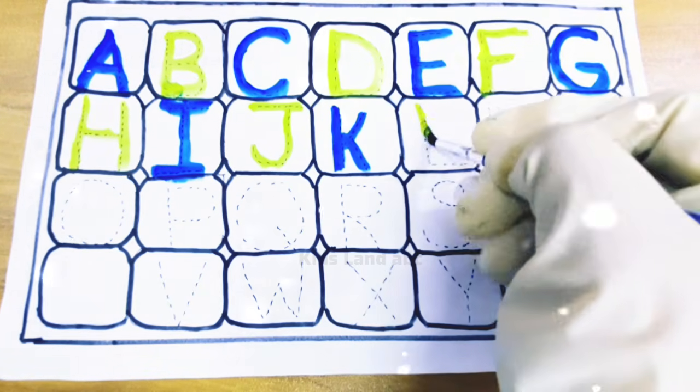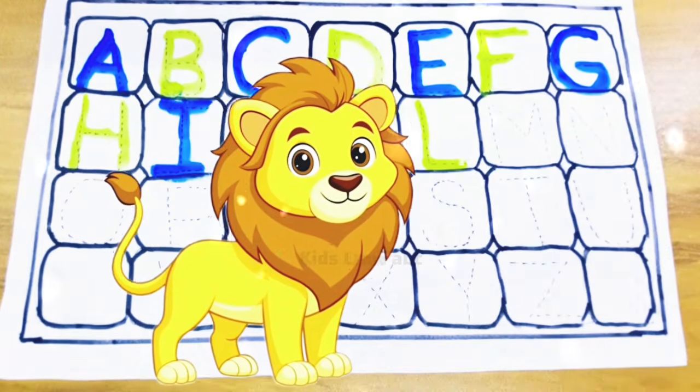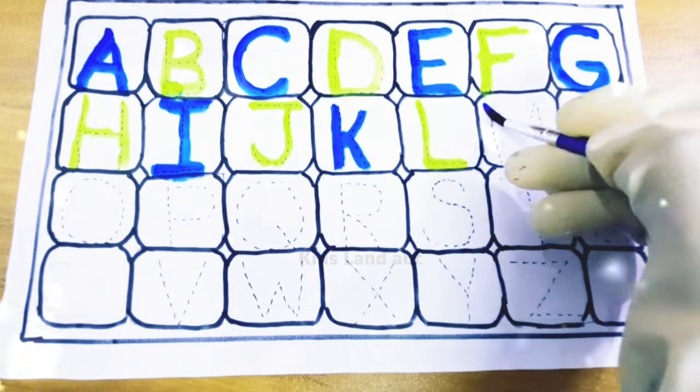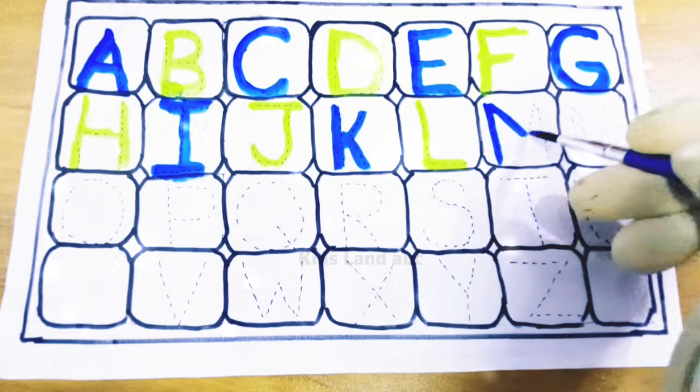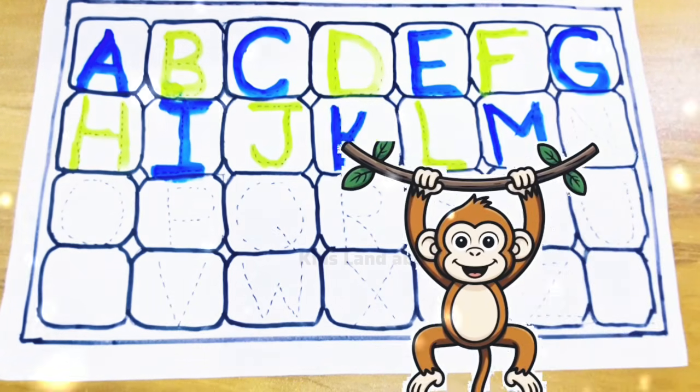Letter L. L for lion. Lion. Letter M. M for monkey. Monkey.